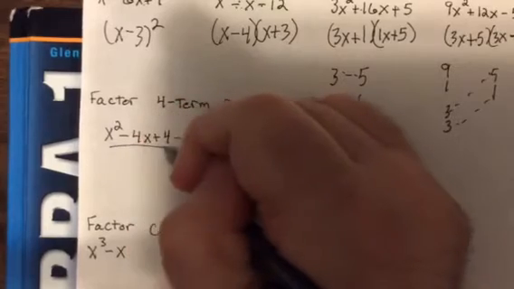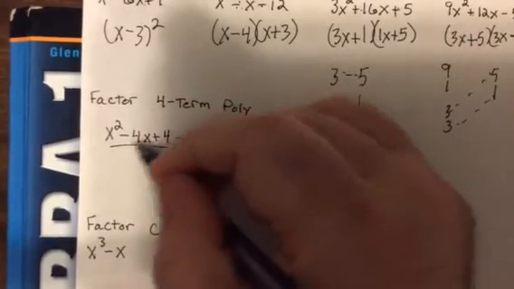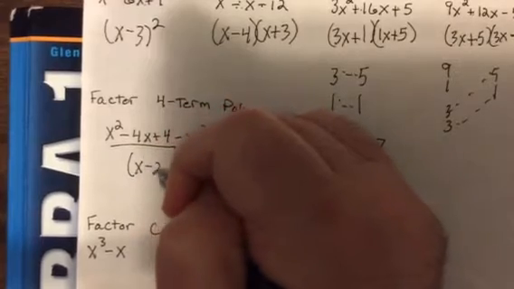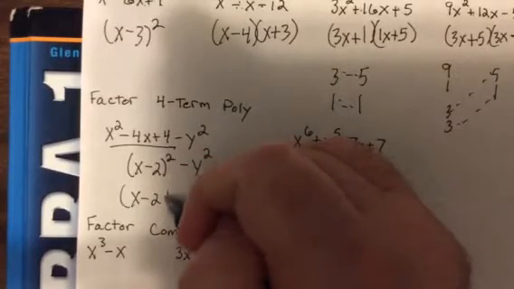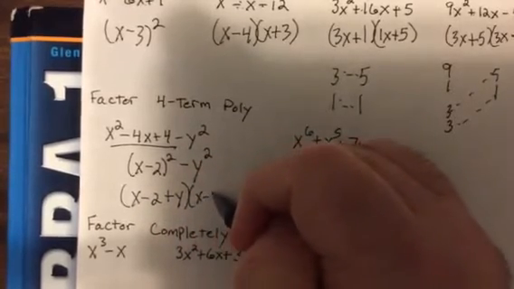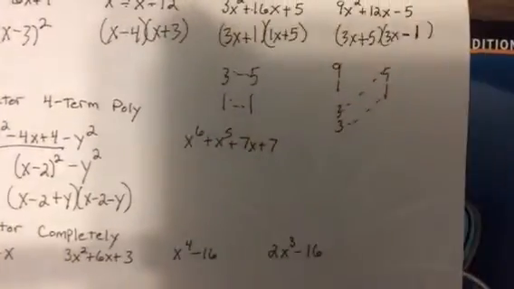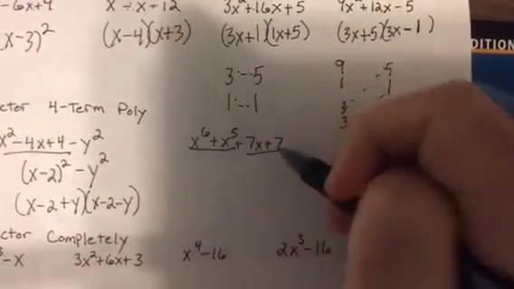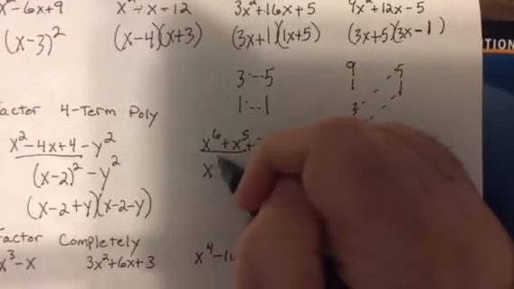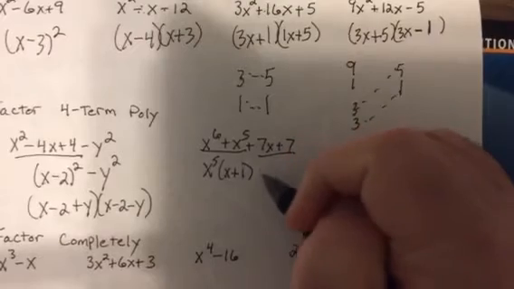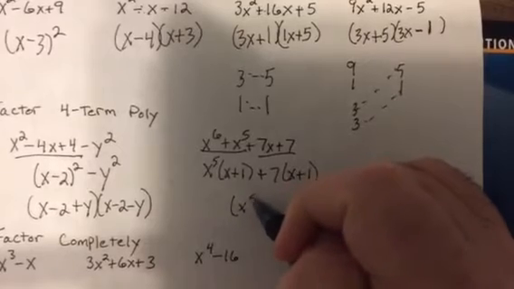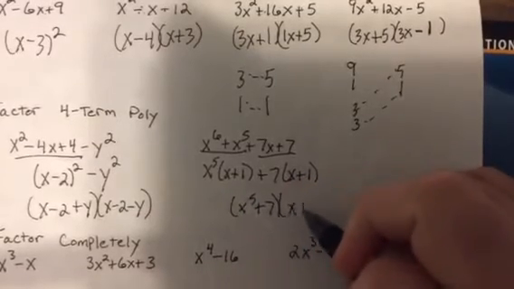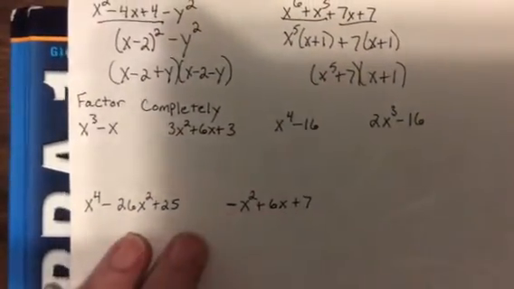Well, okay, now notice 3, 1. We got that minus square at the end. These three look like they go together. X minus 2 squared minus y squared. So it'd be x minus 2 plus y, x minus 2 minus y. This one, 2, 2. So, okay, this is x to the 5th, x plus 1, plus 7, x plus 1. So it'd be x to the 5th plus 7, x plus 1.